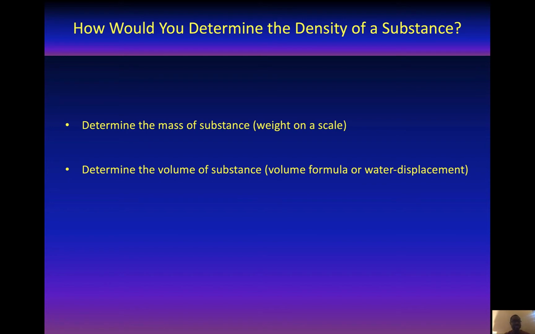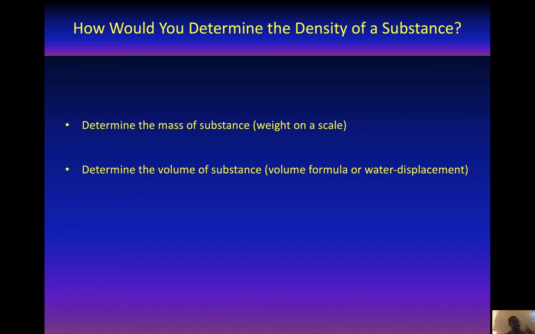Now, if you want to determine the volume of a substance, if your substance is a liquid, you can find a graduated cylinder and measure the amount of liquid you want to use to determine the density of your substance. If your substance is a solid object, then you have two ways in which you can determine the volume of your substance. You can use a mathematical formula, or you can use water displacement.